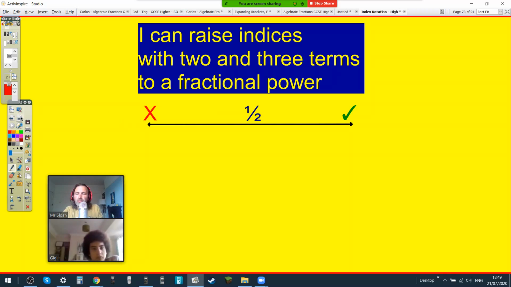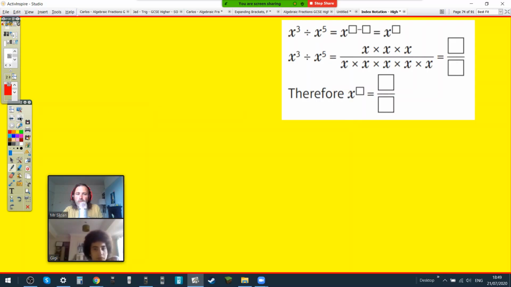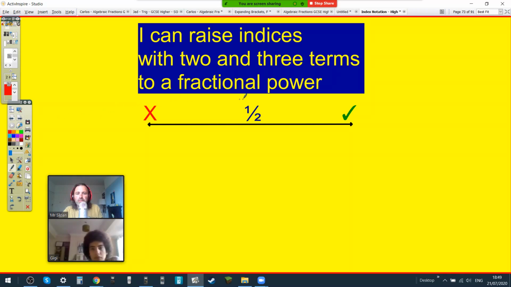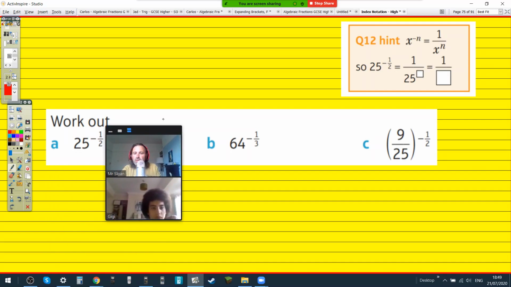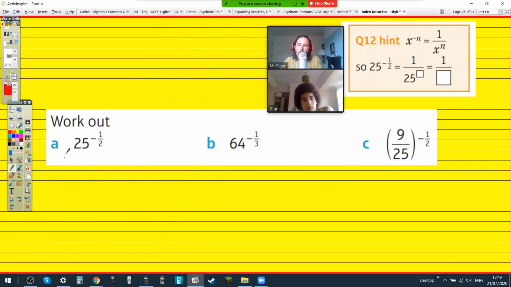So let me see something. Those ones I think were good. I think there might be more to them. Yeah. Now we bring 2 different things together. Any idea how we do the first one? 25 to the power.